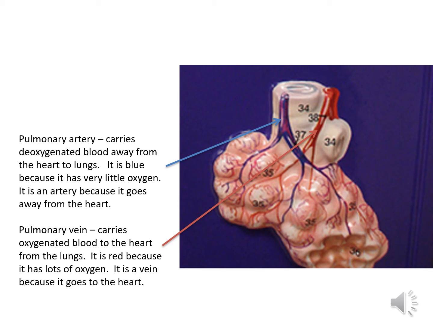Similarly, there's the pulmonary vein, which does carry oxygenated blood to the heart from the lungs. Anything that's going to the heart would have a vein type of name. This one is special because it is in red. It has just been to the lungs. It has just picked up the oxygen. But it is still a vein because it is still going back to the heart.